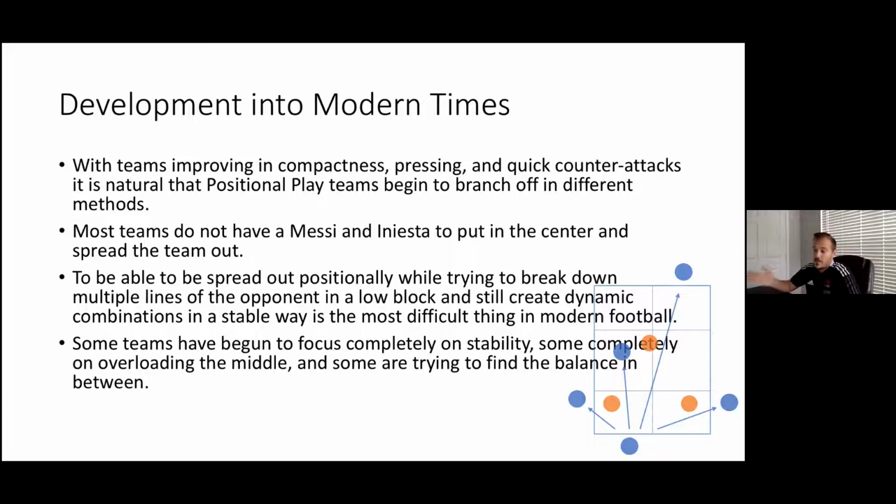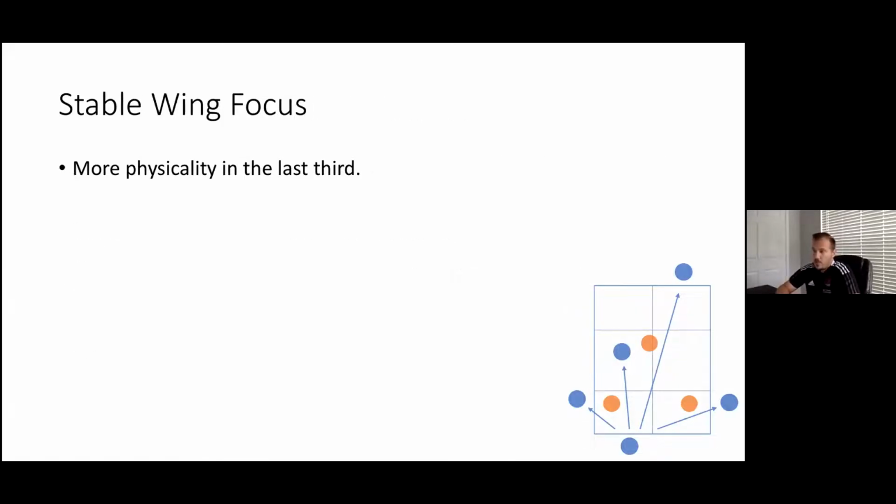So some teams have been done to focus completely on being really, really stable. Like I would say Guardiola's City is really, really stable. They rarely concede chances. Some focus on just everyone overload the middle and be very direct, very dynamic. And others try to find a little bit of a balance between them. So a stable focus that we've been starting to see is you're a bit more physical in the final third.